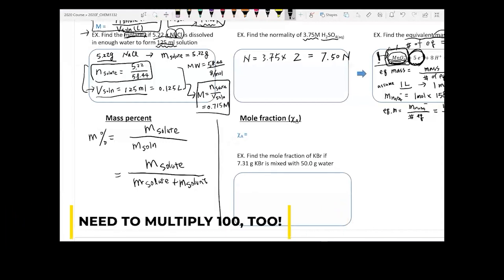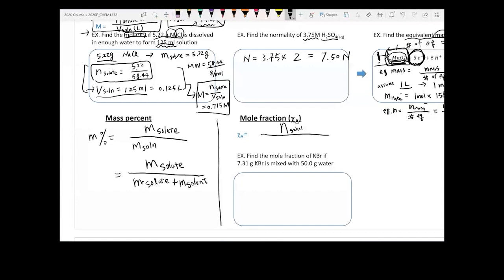Another one is mole fraction. For mole fraction, everything uses number of moles. Again, it's the number of moles of your solute divided by the number of moles of your solution, which equals the number of moles of your solute plus the number of moles of your solvent.